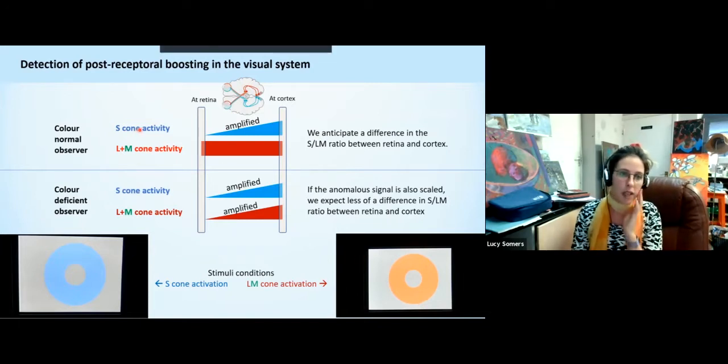Because we perhaps expect there to be some amplification of the S-cone activity for all observers, for the normal observer, there'll be a difference between the ratio of these at the retina, but not at the cortex. And then for the colorblind observer, perhaps there will be a diminished signal at the retina for both, and then an amplification of both at the cortex.